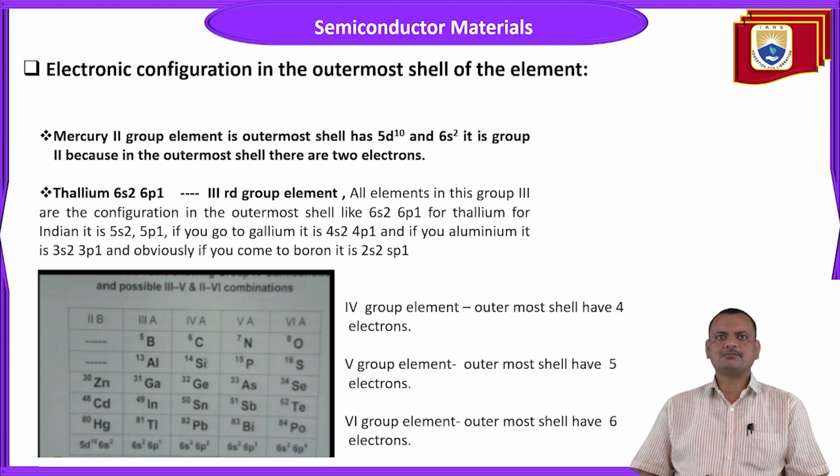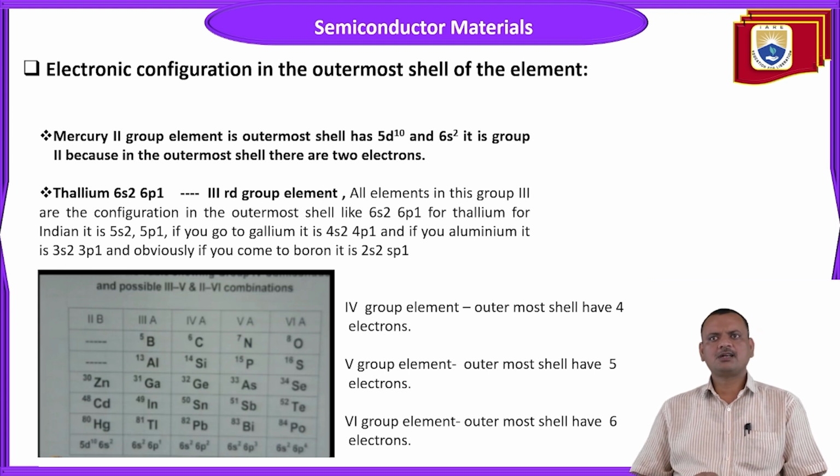If you go to gallium, it is 4s2 and 4p1. Gallium is also a third group element. And if you take aluminum, it is 3s2, 3p1. And obviously, if you come to boron, 2s2 and 2p1. So what you are seeing here, from boron to thallium, all the elements contain 3 electrons in their outermost shell.